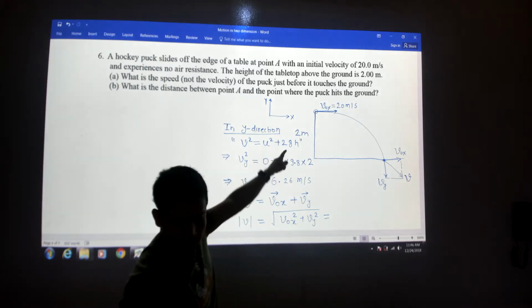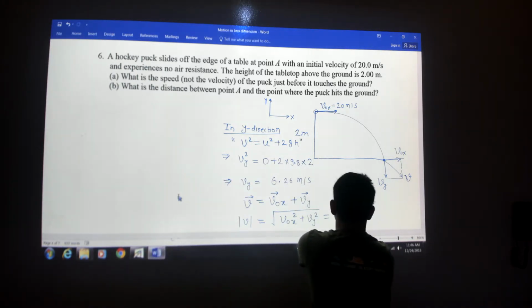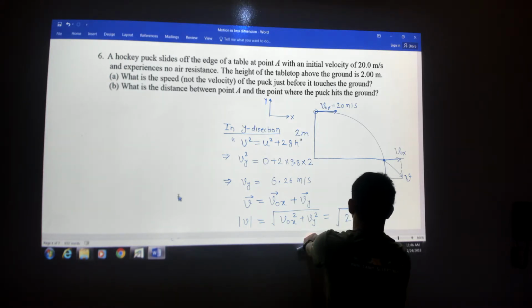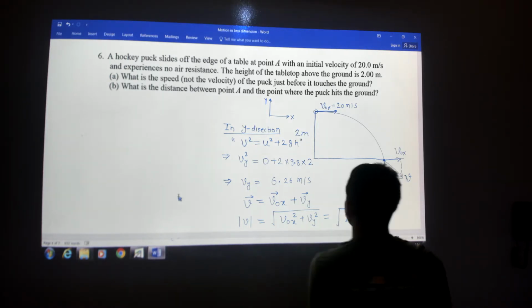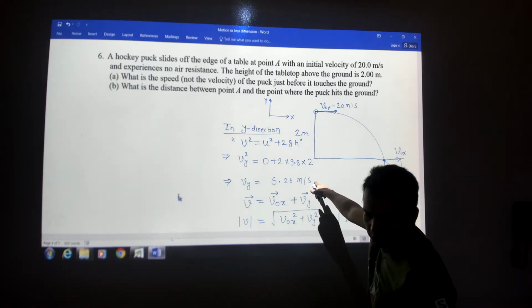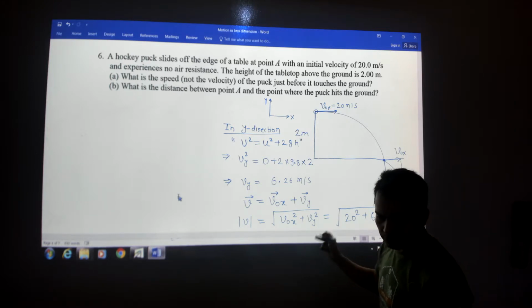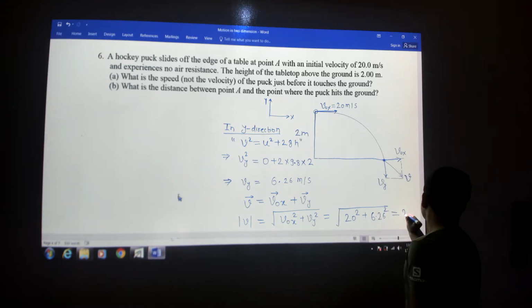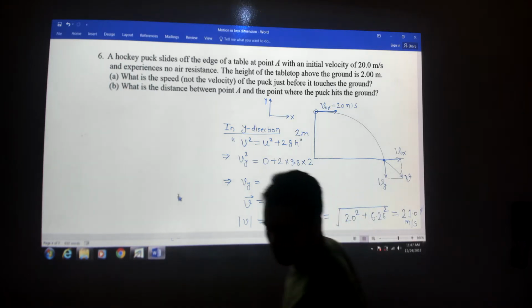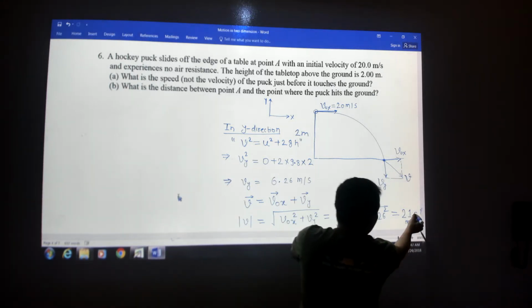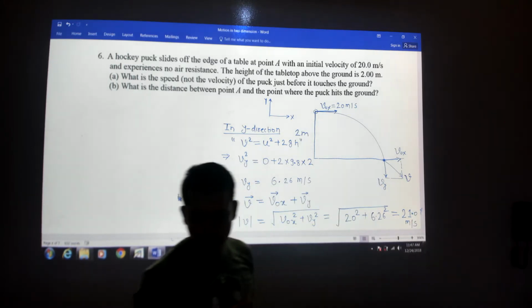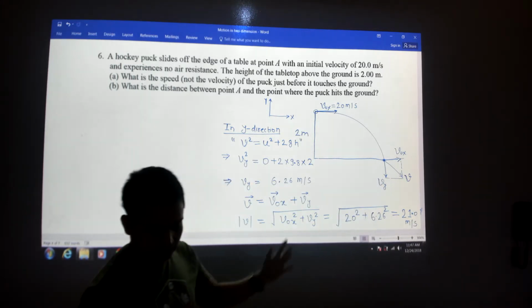What is the x velocity? It is 20 meters per second. So I'm writing here 20 squared plus Vy, which we calculated as 6.26, squared. You just need to use your calculator. When you do the math, the answer you will get is 21 meters per second. The unit is meters per second. That you got, this is 21.0.